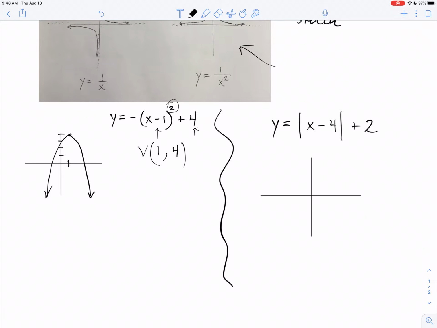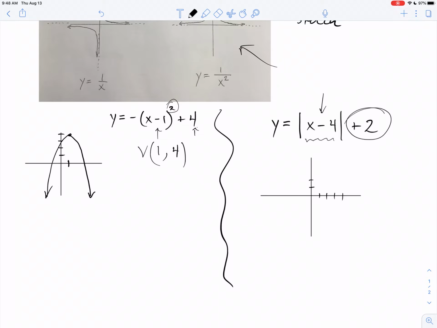Hey, set it equal to 0 in your mind. Take away 4 would give you 0? 4. So that means 1, 2, 3, 4 units to the right. This is always determining sideways motion. This is always going to be your up or down. So I'm going to go up 2.